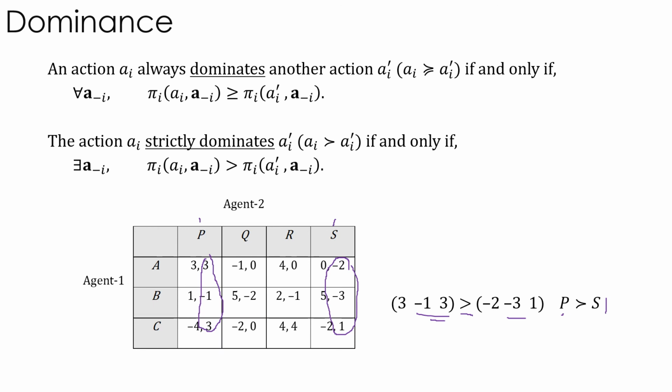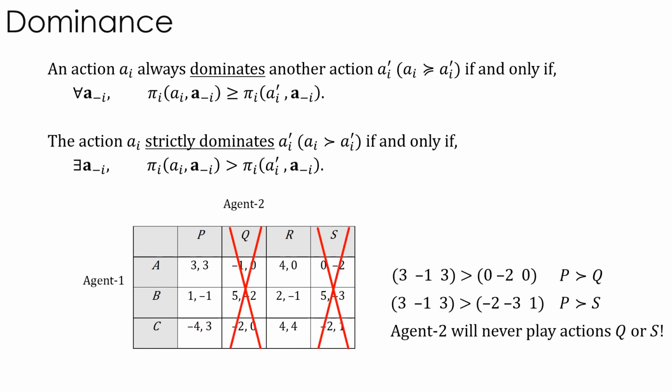In fact, we can simplify games using this dominance. Here's how we simplify. Since we now know that Q and S are being dominated by P, this agent 2 is never going to pick these two actions, Q and S. They are redundant, and hence we can completely eliminate these two actions and simplify the game.